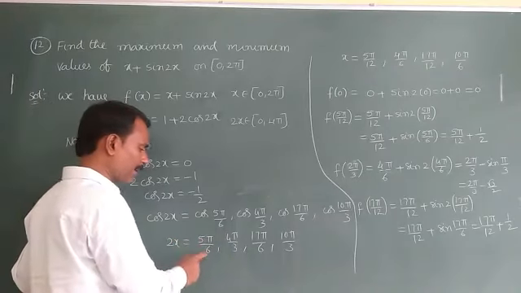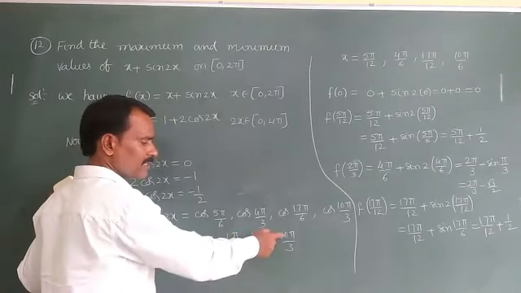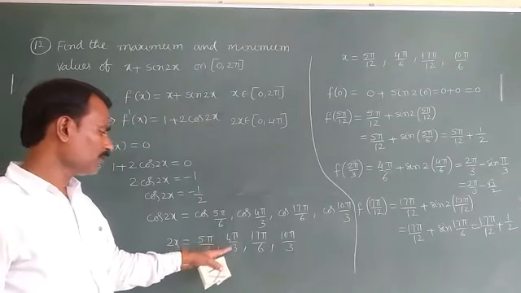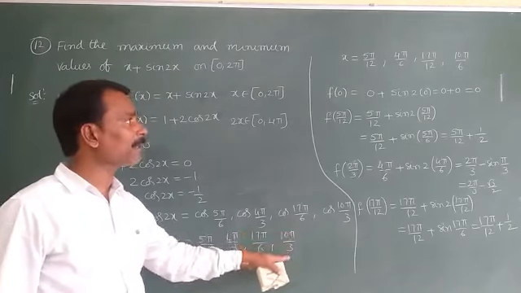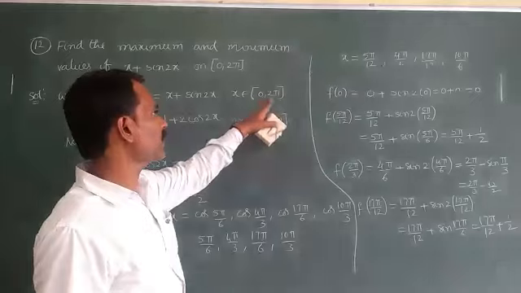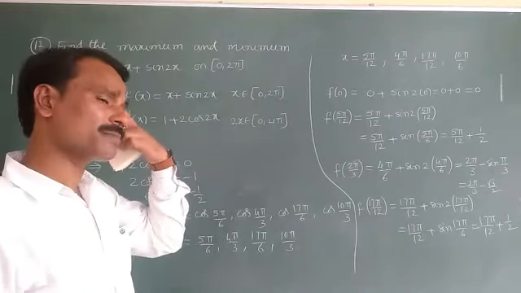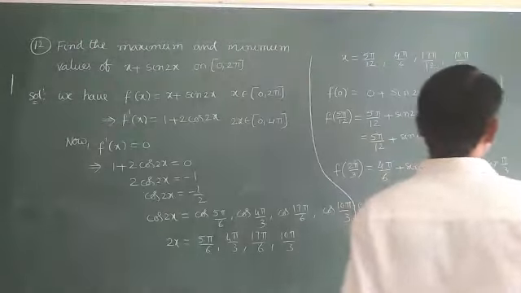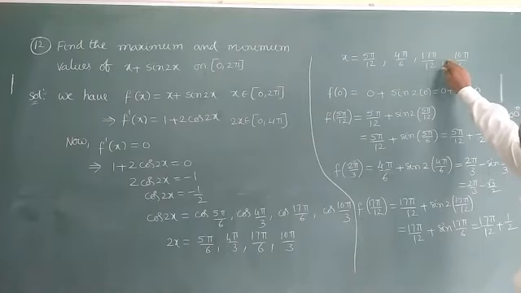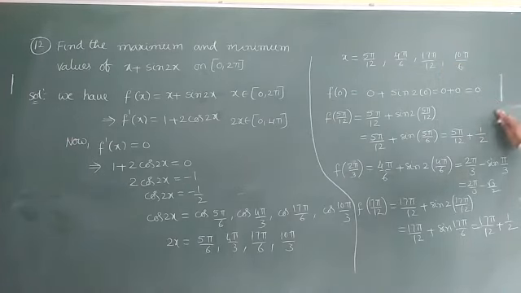Finally, for 2x we got 5 pi by 6, 4 pi by 3, 17 pi by 6 and 10 pi by 3. So x belongs to 5 pi by 12, 4 pi by 6, 17 pi by 12 and 10 pi by 6. And take the critical points between these. x belongs to 0 to 2 pi. 10 pi by 6, how much will you get? 300. Pi by 6 means 30 degrees, 30 into 10, 300 degrees. That means below 361. So x belongs to these values now.